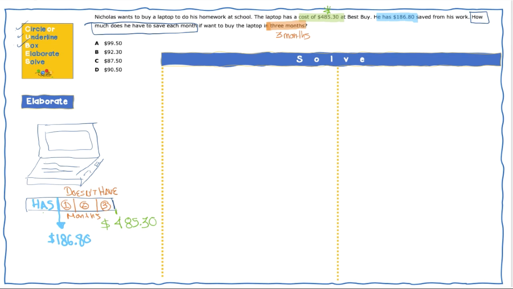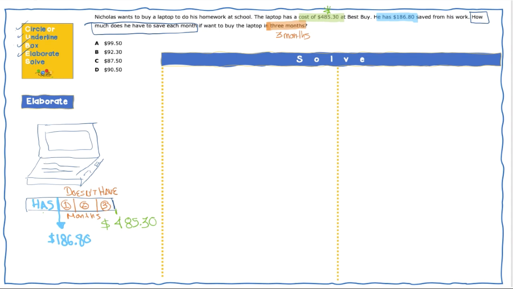Everything, all of this is the 485 and 30 cents. He already has this much that we put in blue, and he also needs to get the money in 3 more months. So it will be like all this into 3 equal sections. Great, so we completed the elaborate section. Now on the right side, we're going to do our math operations. How can I get started and figure out how much he needs to get together in 3 months?